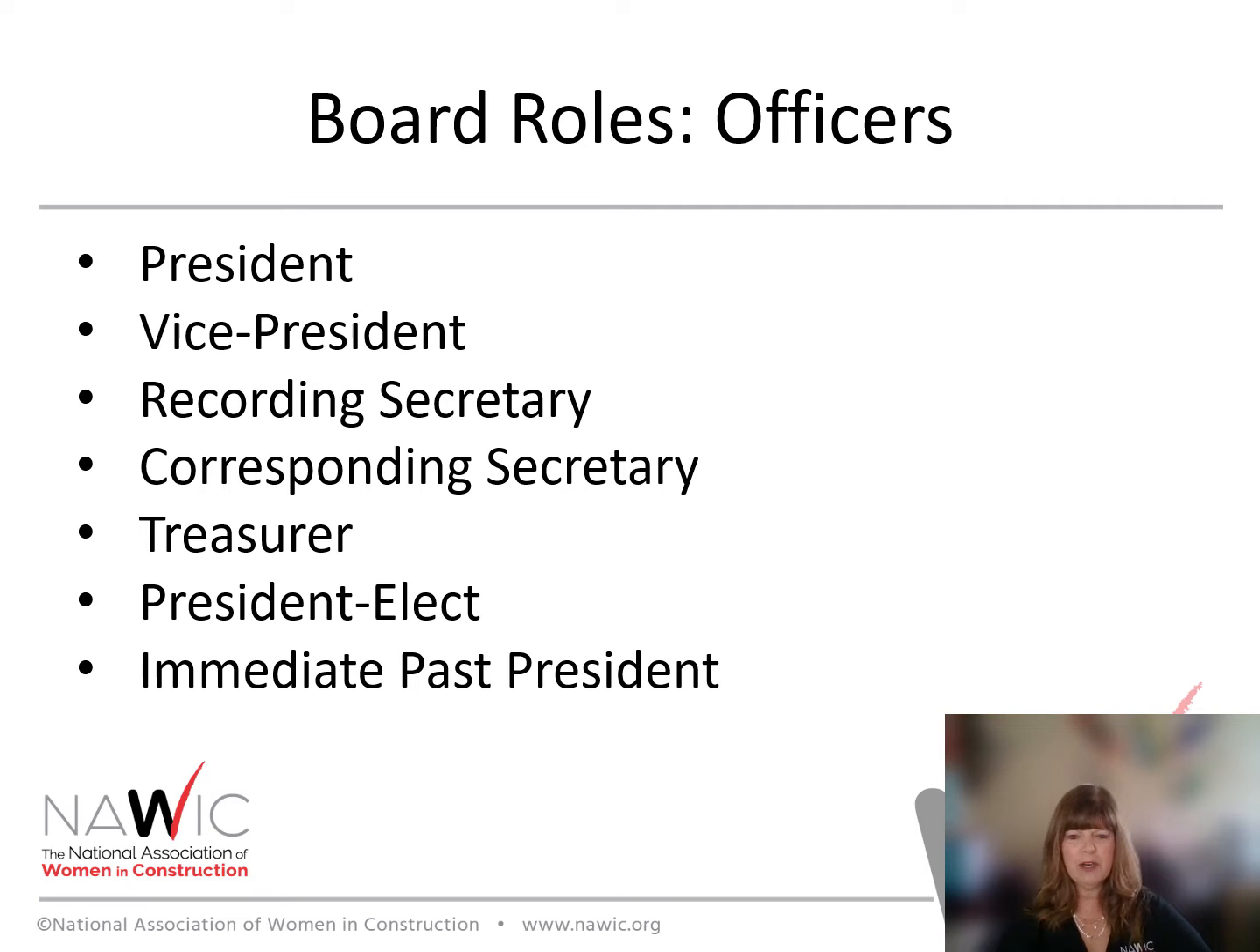The recording secretary is responsible for the permanent records of the chapter, including minutes of all regular and special meetings of the chapter and the board of directors. She should keep a current roster of chapter membership and perform such other duties as may be requested by the president or the board of directors. The corresponding secretary, if any, shall be responsible for all correspondence of the chapter. If not, this falls to the recording secretary.